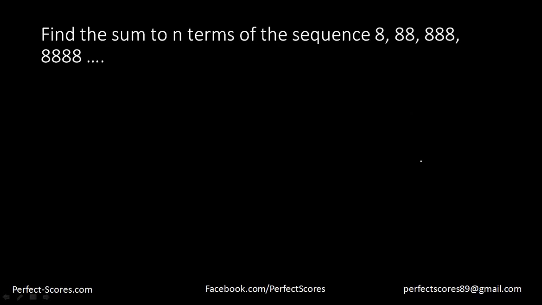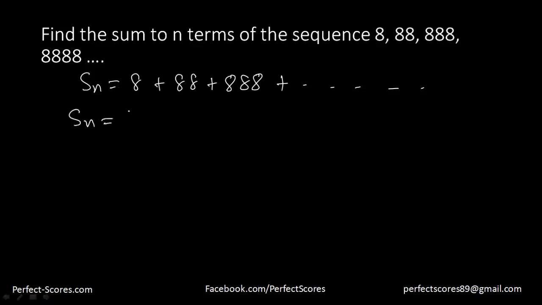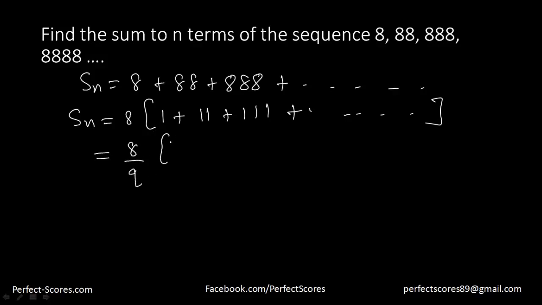This question says, find the sum till n terms of 8, 88, 888 and so on. I'll have to do a little bit of manipulation in this question. So I can take 8 common. I'll have 1 plus 11 plus 111 and so on. Now whenever you get this kind of equation, what you can do is you can divide by 9 and you can multiply by 9.